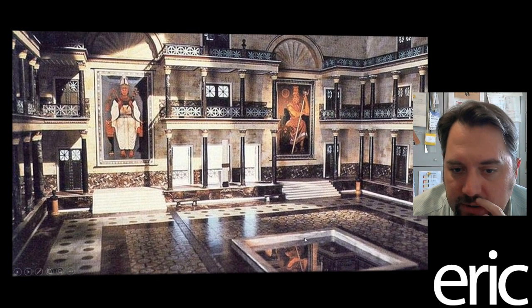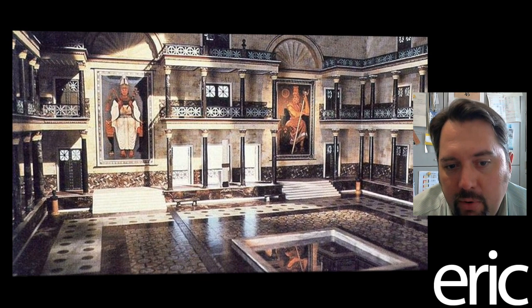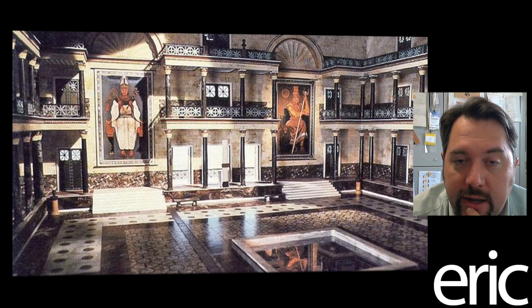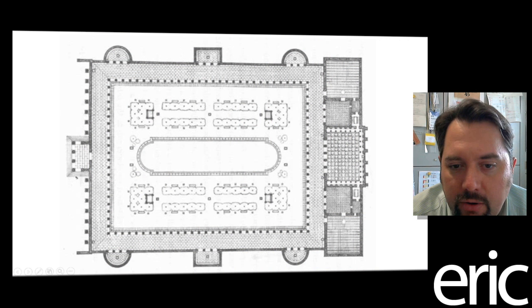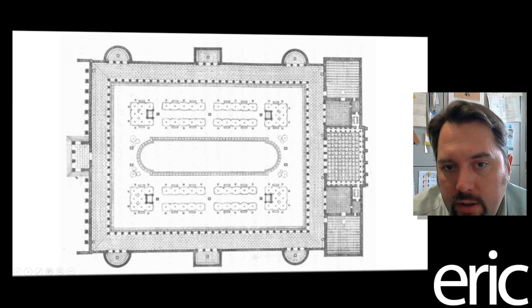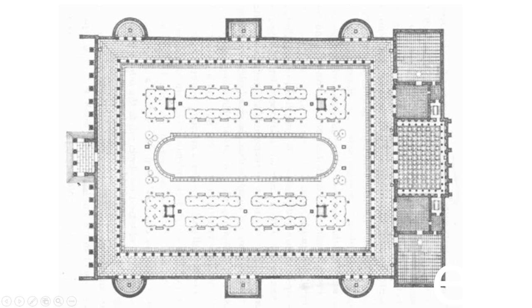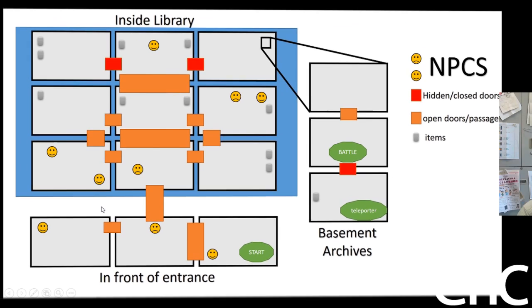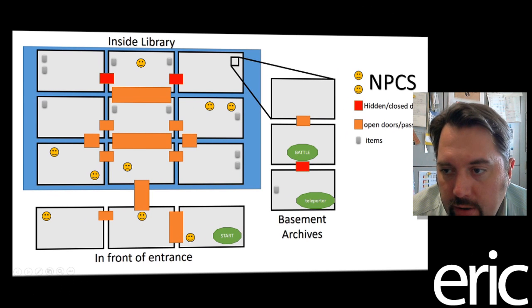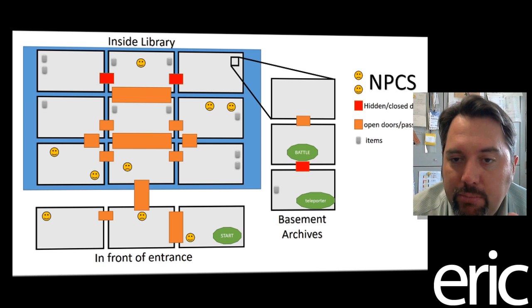Now here's some pictures of what the inside of the library may look like to help you with the design. Here's a layout of what the inside of the main hall of the library was said to look like. You can use it, you could not use it. It's just for reference. Let's see here again. Items, open doors, passages, NPCs. So soldiers and peasants and librarians are the only type of NPCs I see going here.